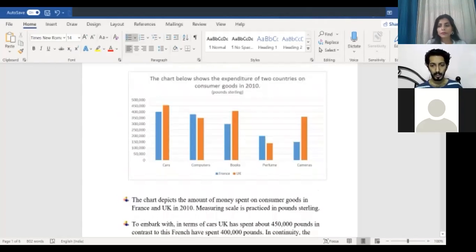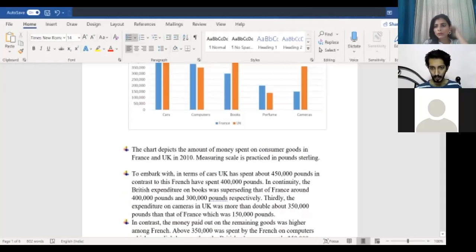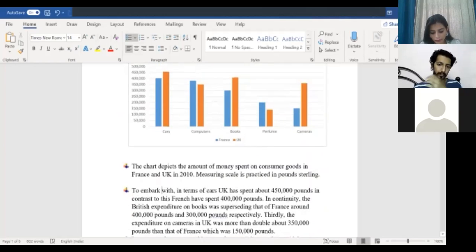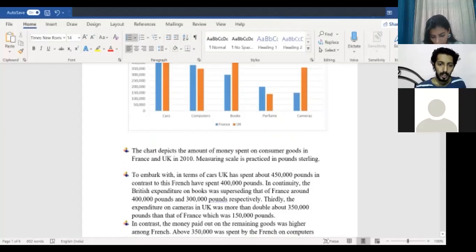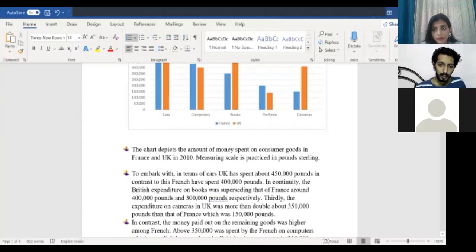So सबसे पहले मैंने वो mention किया, right, कि UK में लोगों ने 450,000 pounds खर्च किए हैं 2010 में on cars, और उसके विपरीत, in contrast, as opposed to that, people in France have spent 400,000 pounds. So that's one whole point. Okay, you gave one piece of information about cars, so that's covered. You don't have to mention it anywhere now, for now.